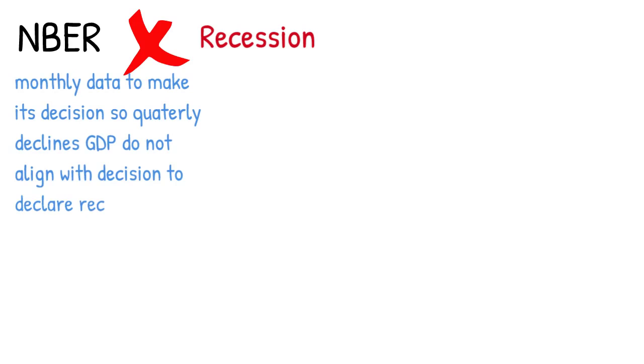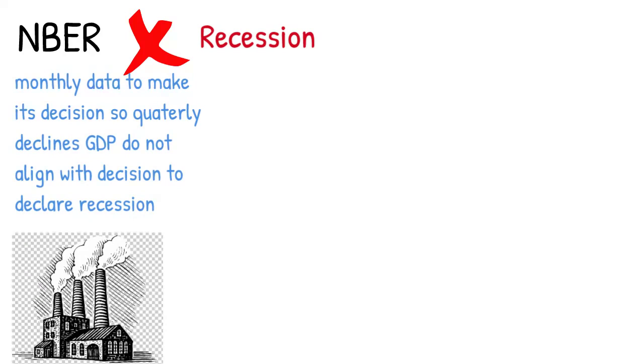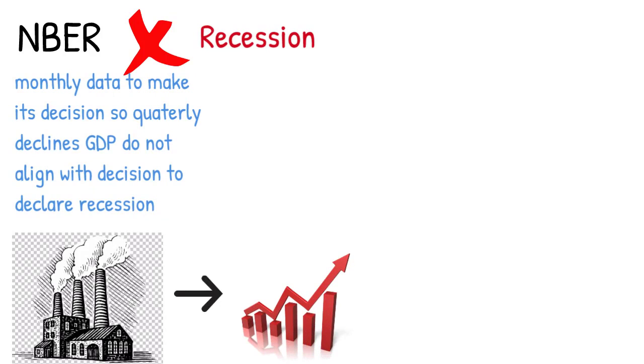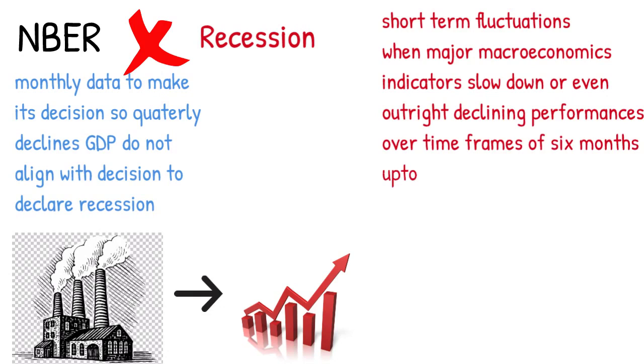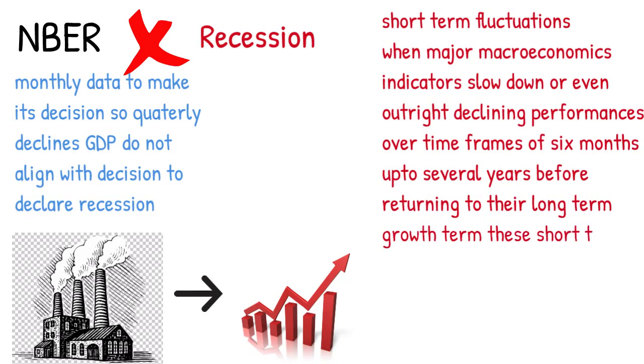Since the Industrial Revolution, the long-term macroeconomic trend in most countries has been economic growth. Along with this long-term growth, however, have been short-term fluctuations when major macroeconomic indicators have shown slowdowns or even outright declining performance over time frames of 6 months, up to several years, before returning to their long-term growth trend. These short-term declines are known as recessions. Recession is a normal, albeit unpleasant, part of the business cycle.